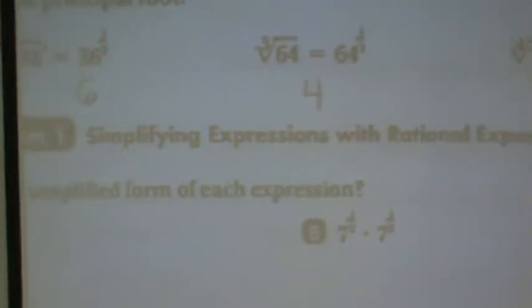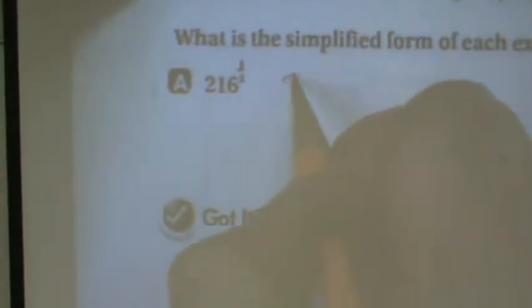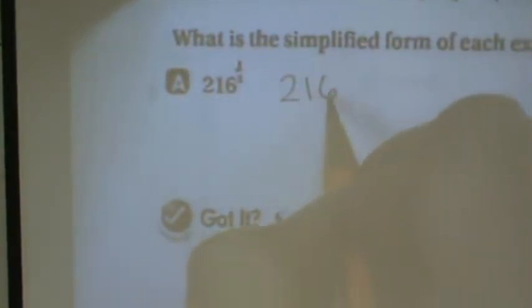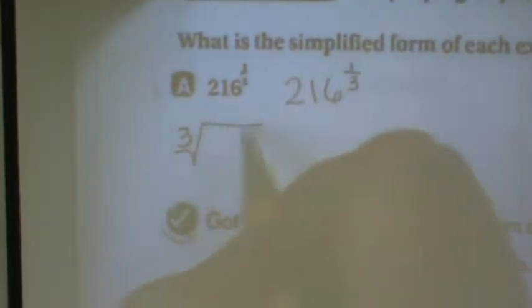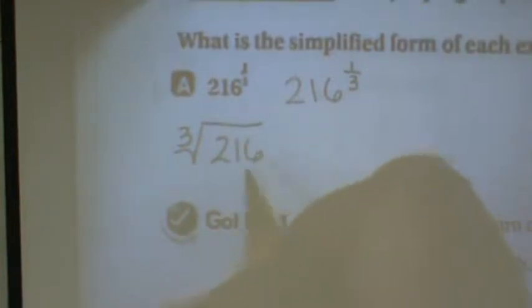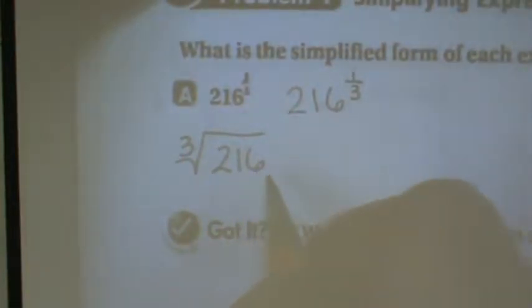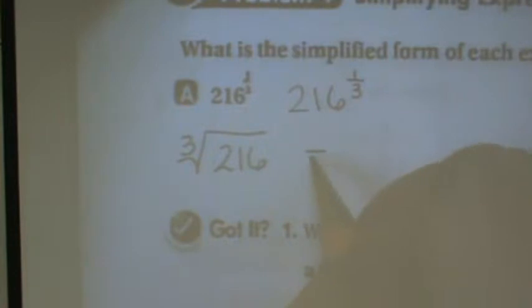All right, now let's do these ones. Problem number 1. I apologize because I know it's hard to read this. This says 216 to the 1/3 power. So you should say, that means the cube root of 216. What 3 numbers multiply to give you 216? Anyone know? It's 6.